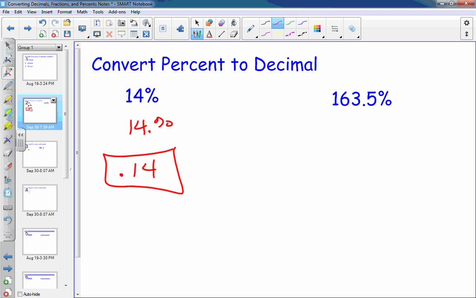Okay, so now we're at 163.5%. Why did I rewrite this one? Because you couldn't see the decimal point, could you? On the 14%, you didn't know where the decimal point was. It was understood to be after the 4. Here I have 163.5. Do I see the decimal point? Yes. So what should I do? Move it to the left 2 times to be 1.635. Do we all understand that? Yes or no?